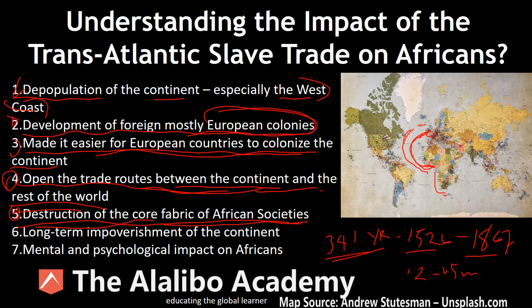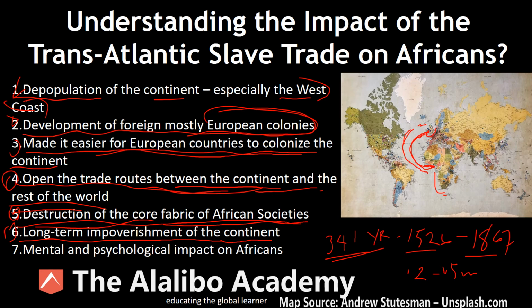Traditional chiefs were selling their subjects, and that really brought about distrust amongst Africans and communities that, before the slave trade, were getting along very well. We were getting along very well. Right, so the destruction of the core fabric of the African continent laid the seed of distrust, suspicion, and strife amongst Africans, because some of them were selfish and were selling their brothers, selling their community members, and that led to distrust on the continent.